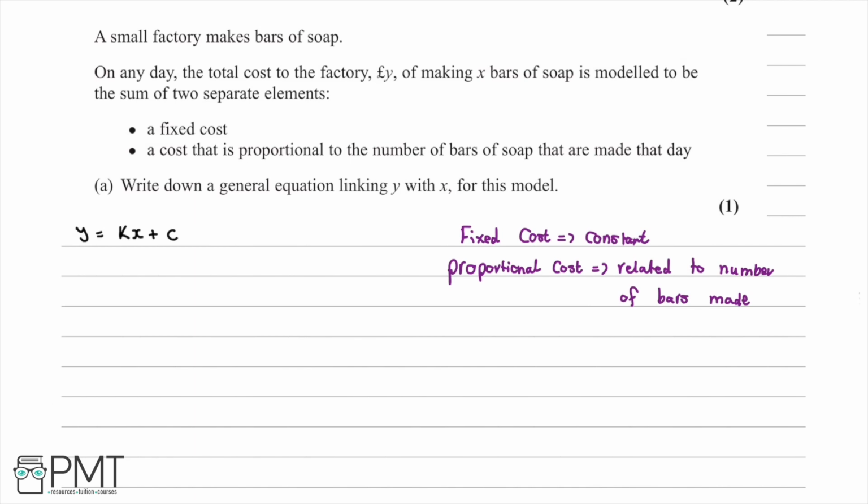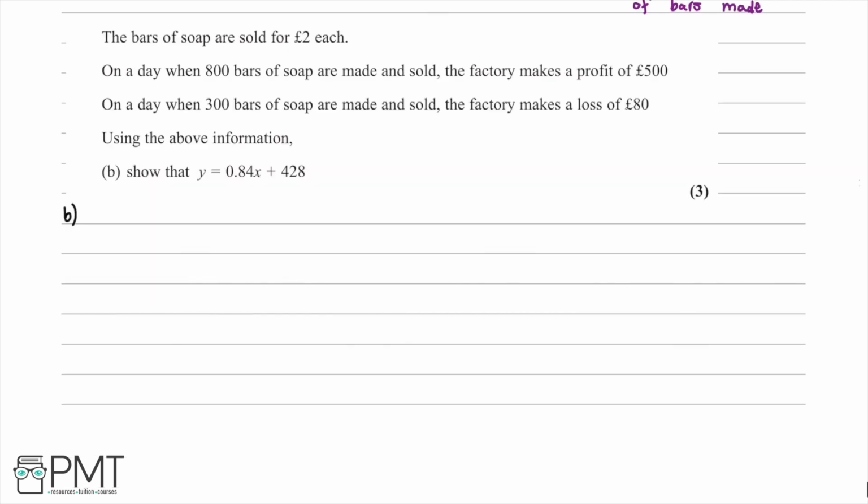So then just labeling this here, we'll just put a little annotation in to make things slightly clearer for us. We have that c is going to be the fixed, and that k is going to be the proportional constant. In this part of the question, there was 1 mark available, and we received our 1 mark for stating the correct equation here.